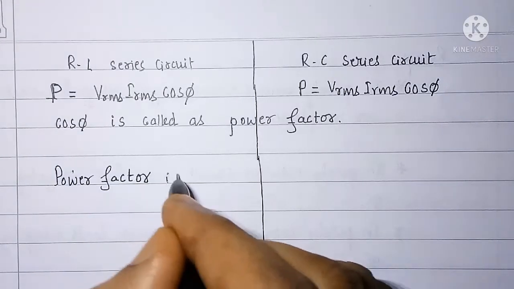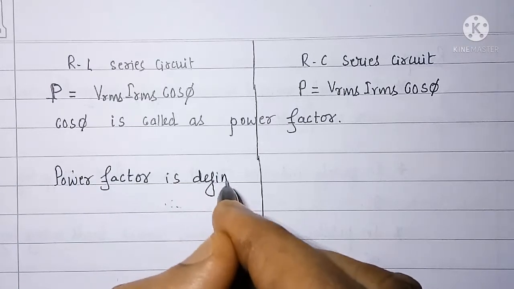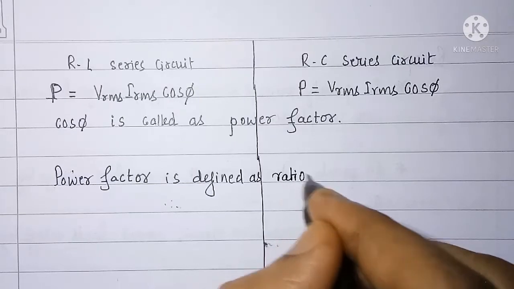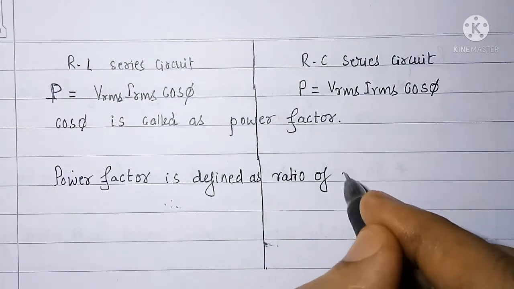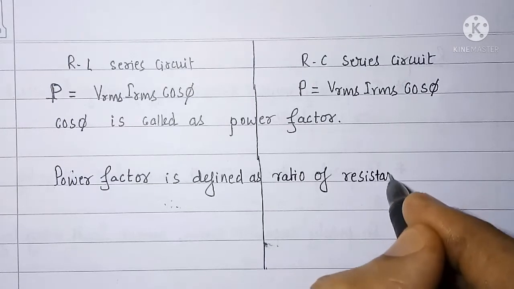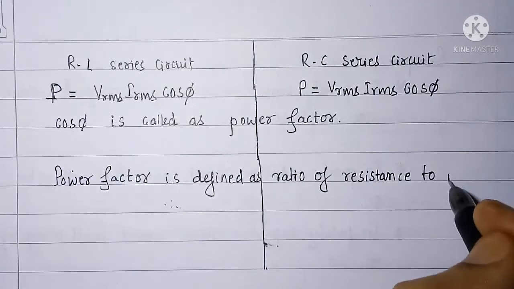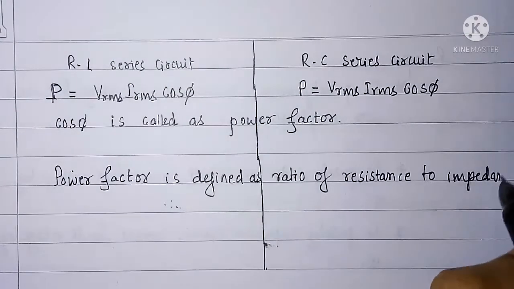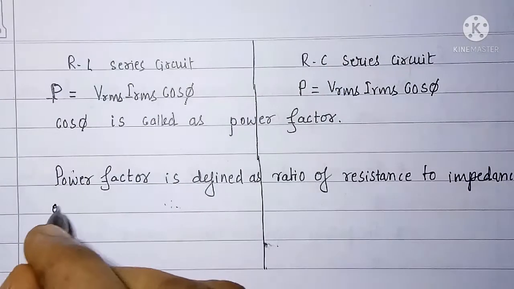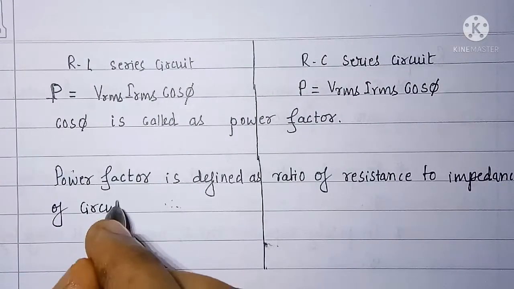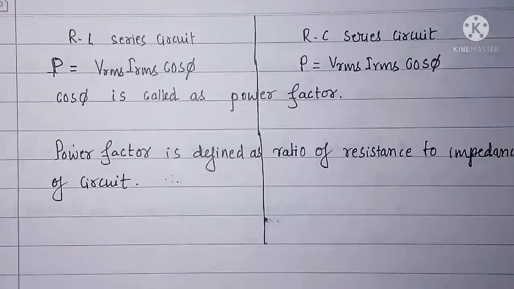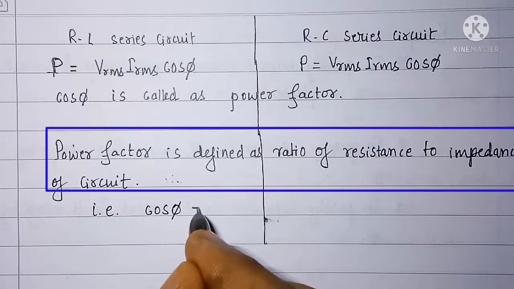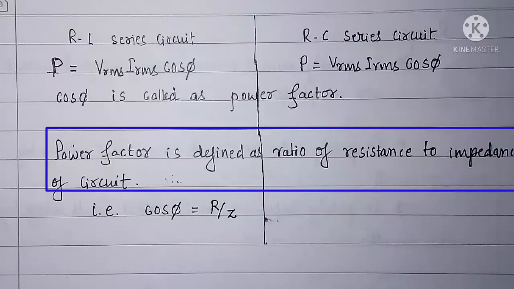Power factor is defined as ratio of resistance to impedance of circuit. That is cos phi equal to R by Z.